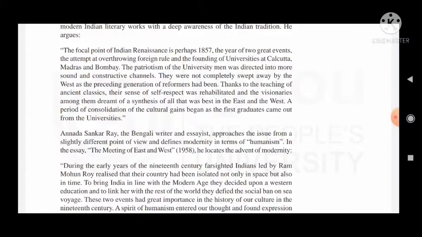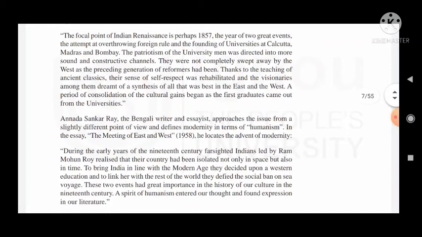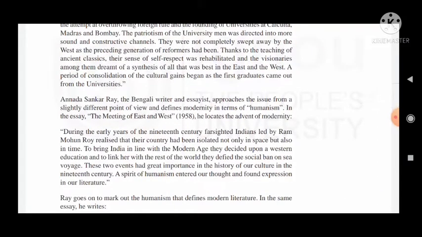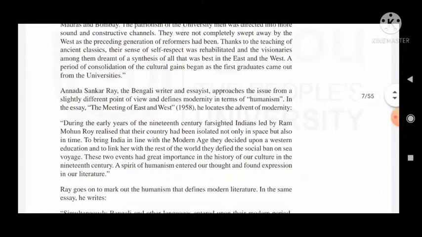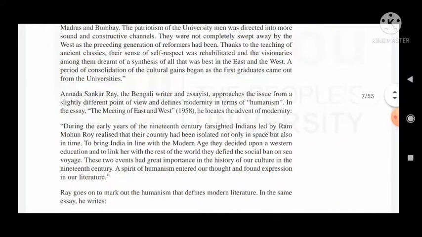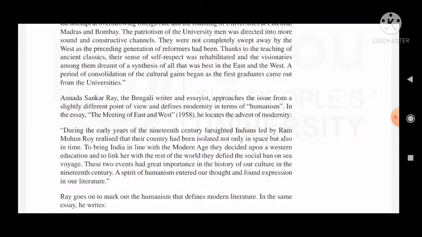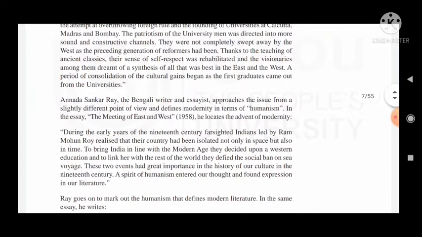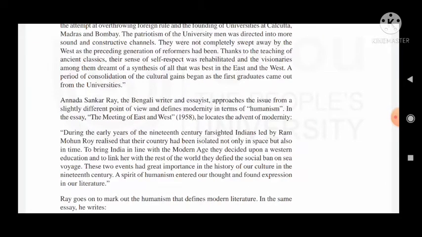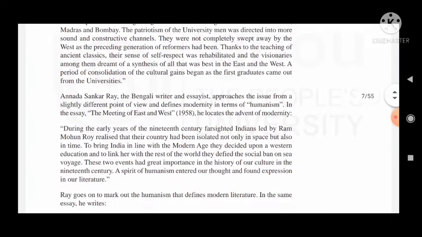The patriotism of the university men was directed into more sound and constructive channels. They were not completely swept away by the West as the preceding generation of reformers had been. Thanks to the teaching of ancient classics, their sense of self-respect was rehabilitated and the visionaries among them dreamt of a synthesis of all that was best in the East and West.